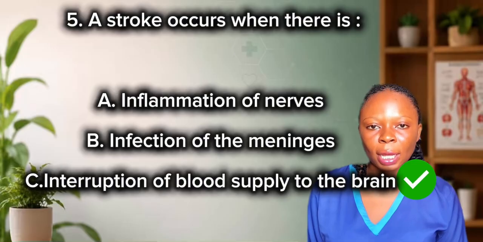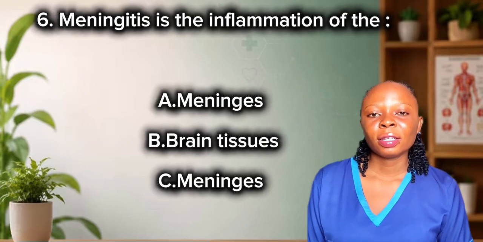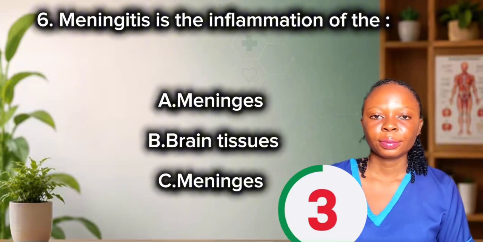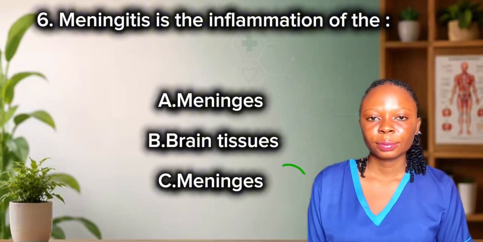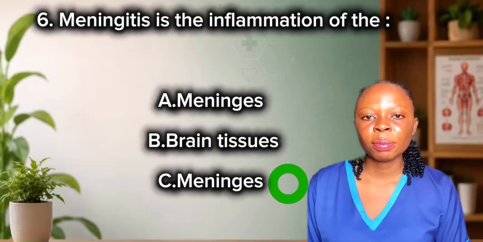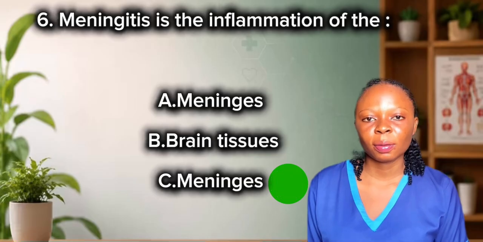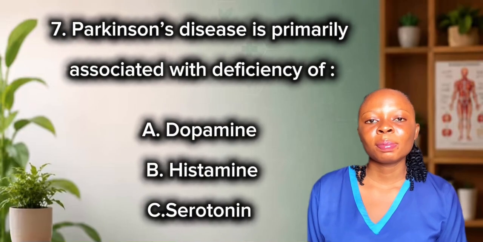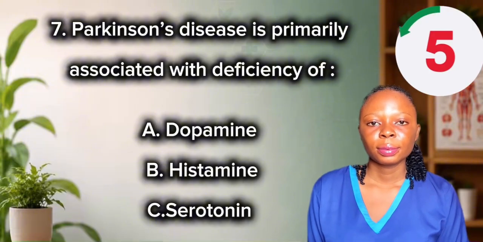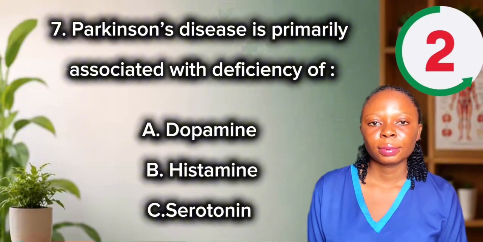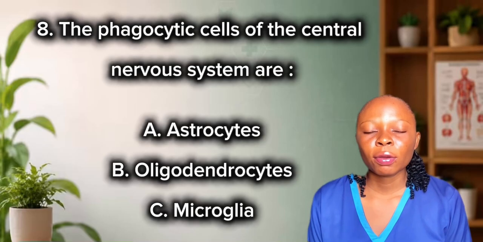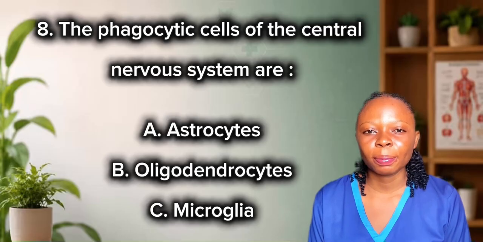interruption of blood supply to the brain. Meningitis is the inflammation of meninges. Meningitis affects the protective membrane surrounding the central nervous system. Parkinson's disease is primarily associated with deficiency of what? Dopamine. The phagocytic cell of central nervous system.